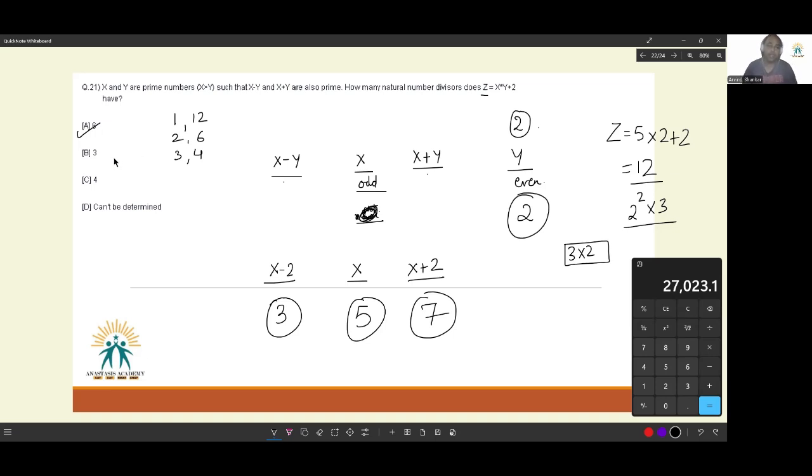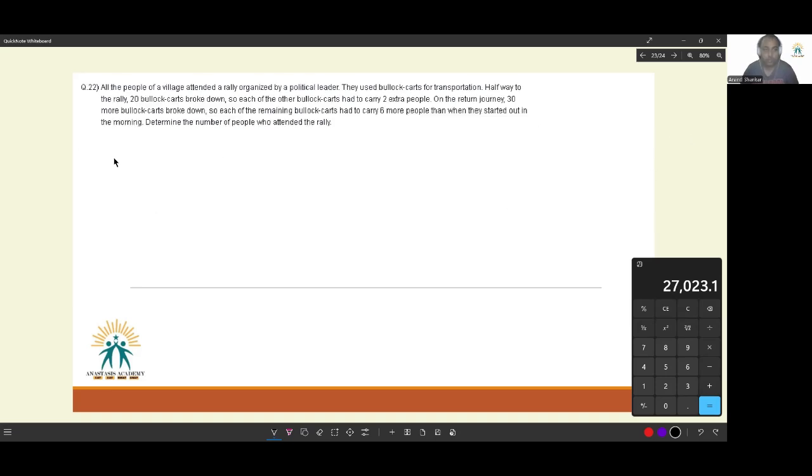But being able to identify that y has to be even and x minus 2, x and x plus 2, there is only one possibility, 3, 5, 7. There cannot be any other possibility. That is the intelligent part of this question. Next.